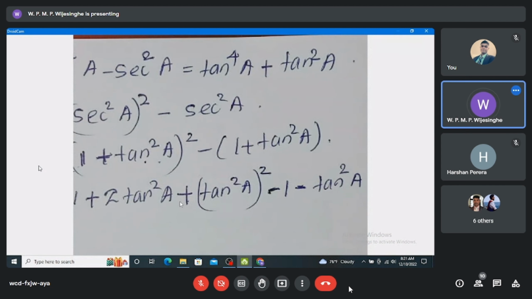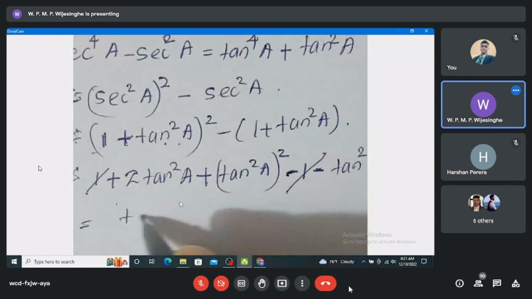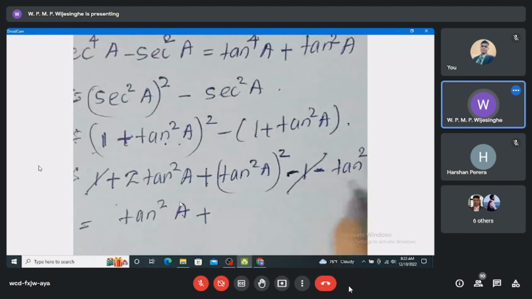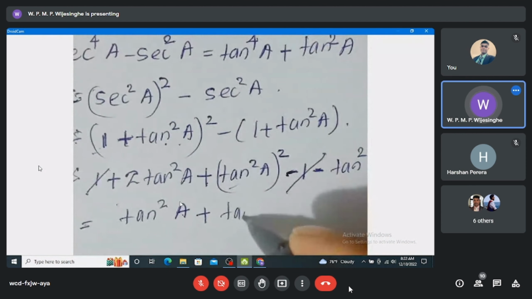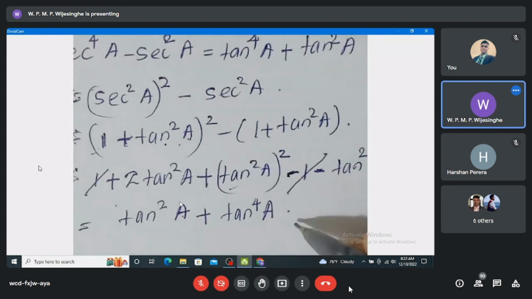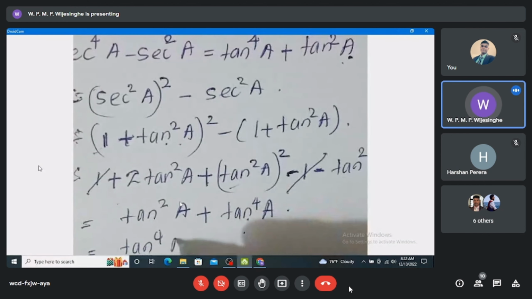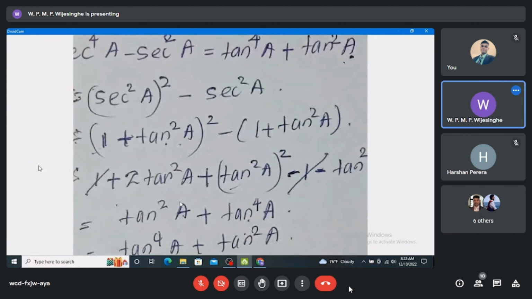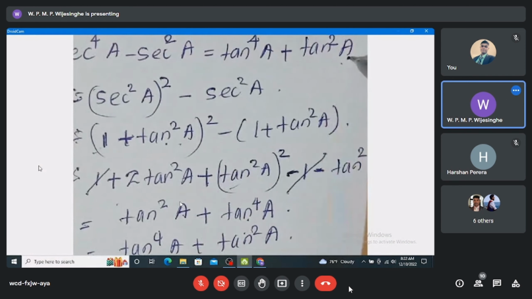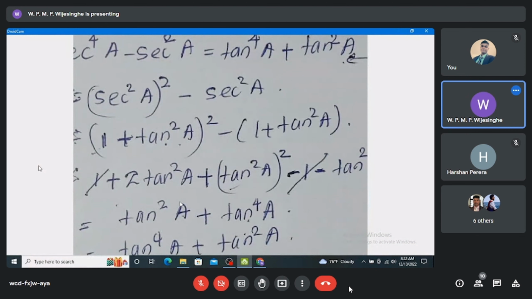Then here plus 1 minus 1 cancel. 2 tan square A, here minus tan square A. Simplify it and you will get here tan square A. Here plus tan square A squared, you can write tan to power 4A. Then this is the right hand side what we want. This one is the same. You can write it by arranging tan to power 4A plus tan square A as mentioned in the first line. Right?